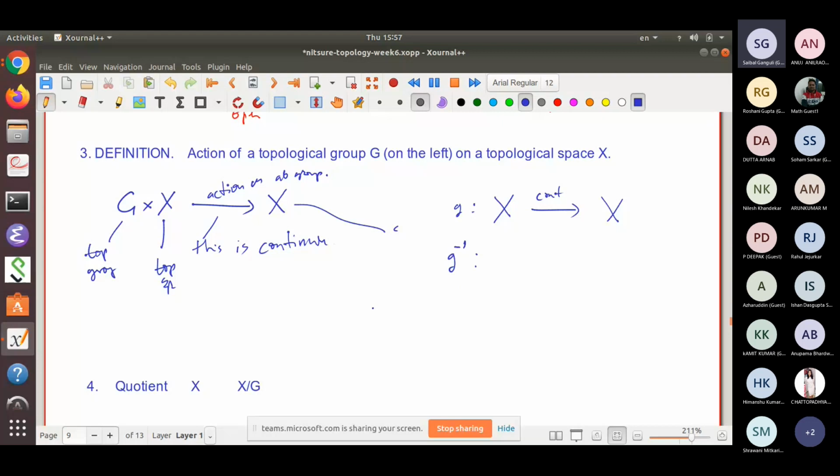But that's not all. This map (g, x) goes to gx is jointly continuous in g and x. That's the meaning of this G cross X to X being an action.